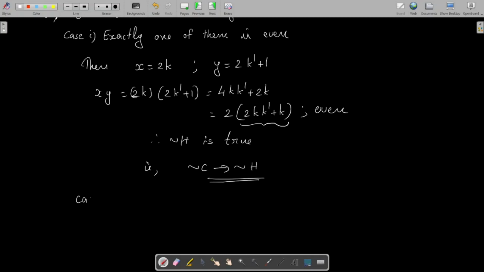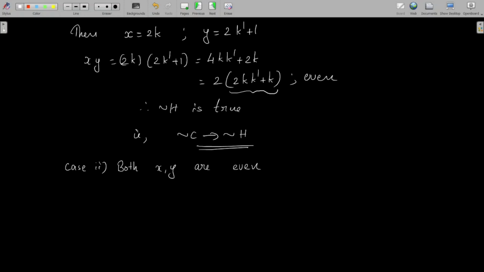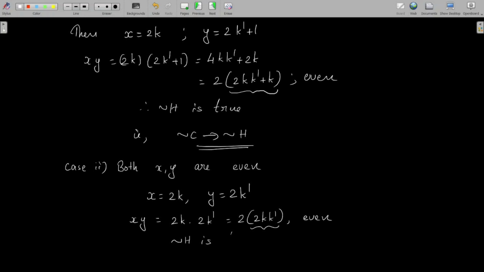And case 2, we assume that both x and y are even. Then x is of the form some 2k and y is of the form 2 into an integer, so let us take 2k dash. And we consider again x into y. So this is 2k into 2k dash, so that's equal to 2 into 2k k dash. Again it is of the form 2 into an integer, therefore it is even. So here also we proved that negation h is true.